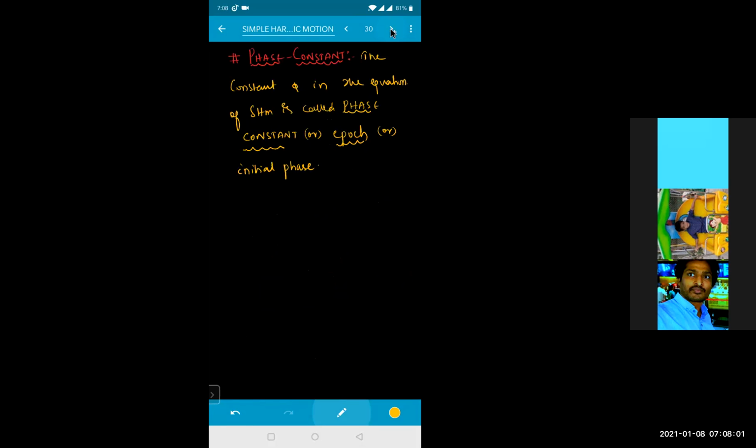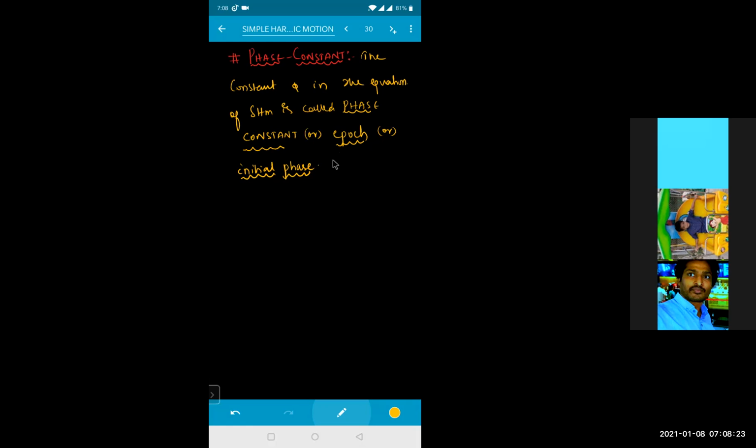So that is the reason. But the another name for this one is what? The constant phi in the equation of an SHM is called what? We call it the phase constant. We call it either epoch, or we are also calling it what? Initial phase. It is also called initial phase. That means this will enable us to find the position from where the time is being considered in SHM.